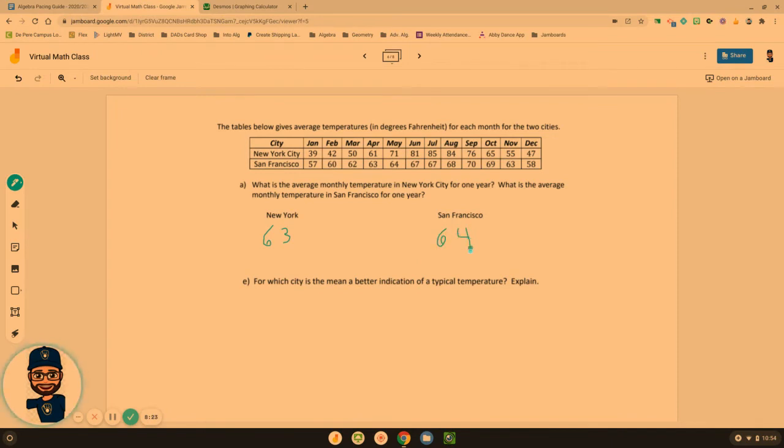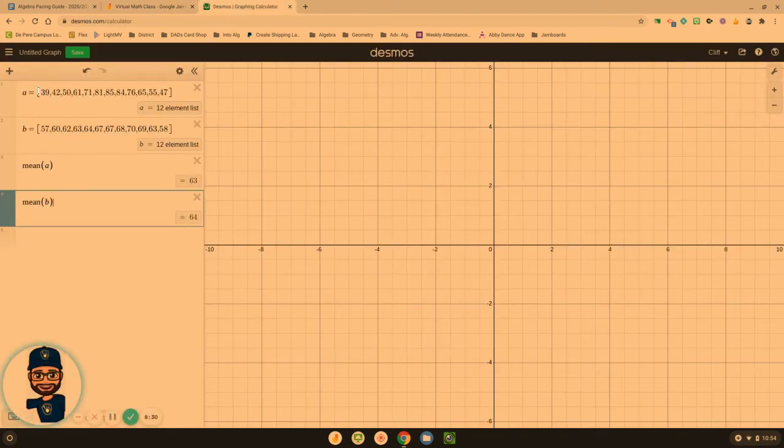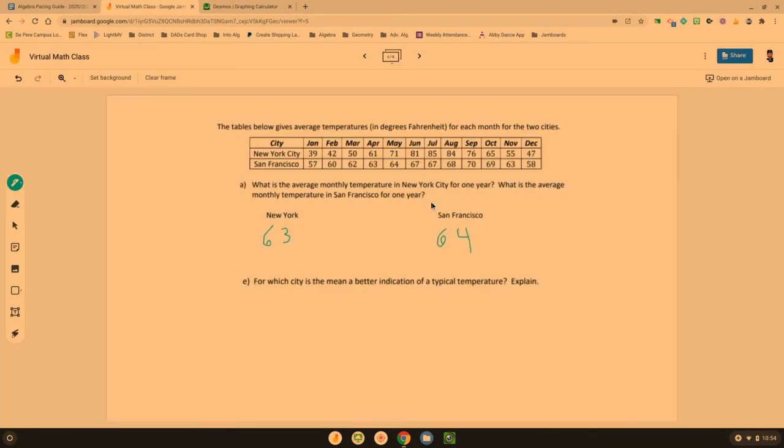So if we look at this, it would appear that San Francisco has just a slightly higher average, right? 1 degree. Now, again, notice when I typed all of these in, here was that formatting. No spaces, B equals bracket, no spaces. Okay. So that was question 1.